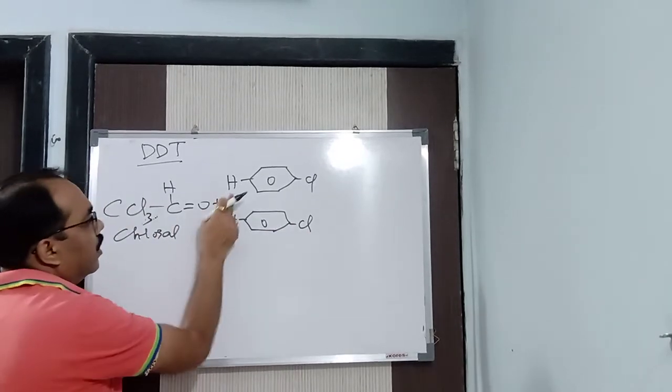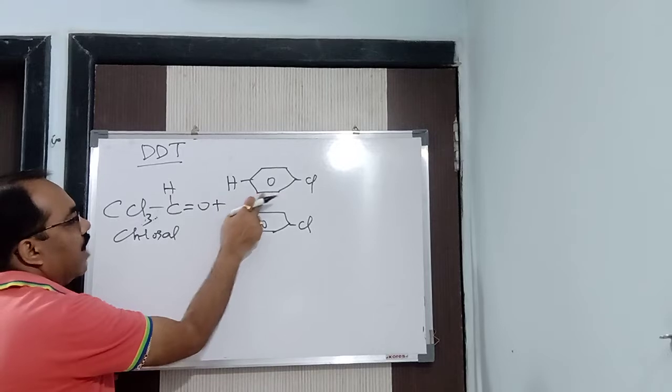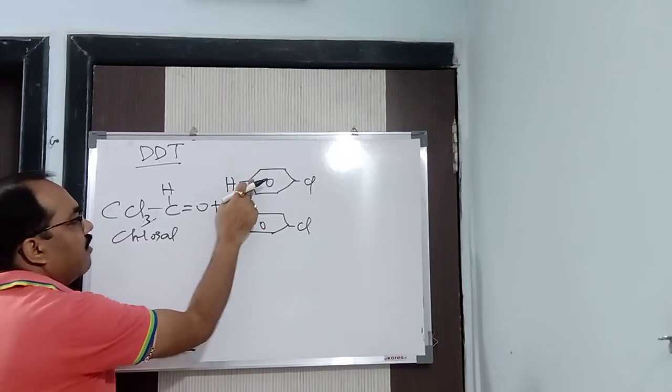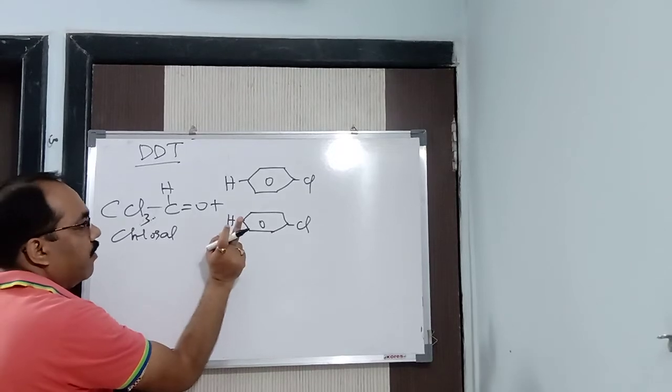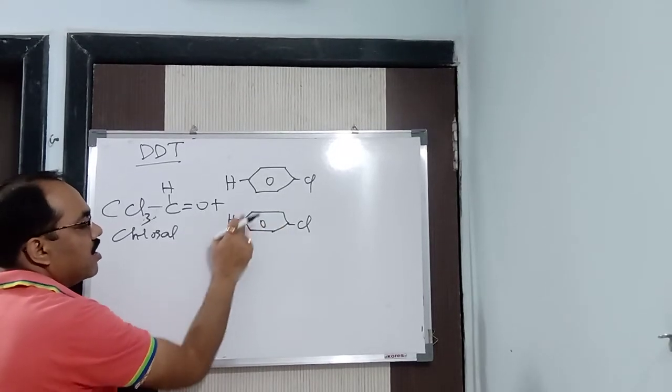Now you might be wondering that in chlorobenzene, where does the hydrogen come from? See, in every carbon atom hydrogen is there. Only I have highlighted this hydrogen atom which is present here. That's all I have done. Otherwise in every position CH is there.